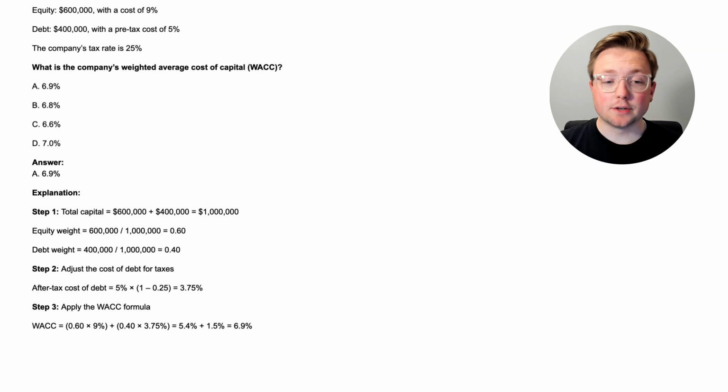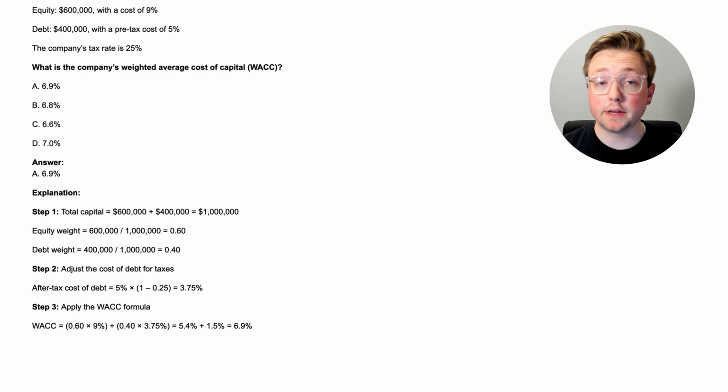All right, here we are. The answer is A, 6.9%. That is the weighted average cost of capital in this case. So let's walk through it. First, the first step is we have to figure out what the total capital is. Total capital is the equity plus the debt. So $600,000 plus $400,000 gives us $1 million of total capital.